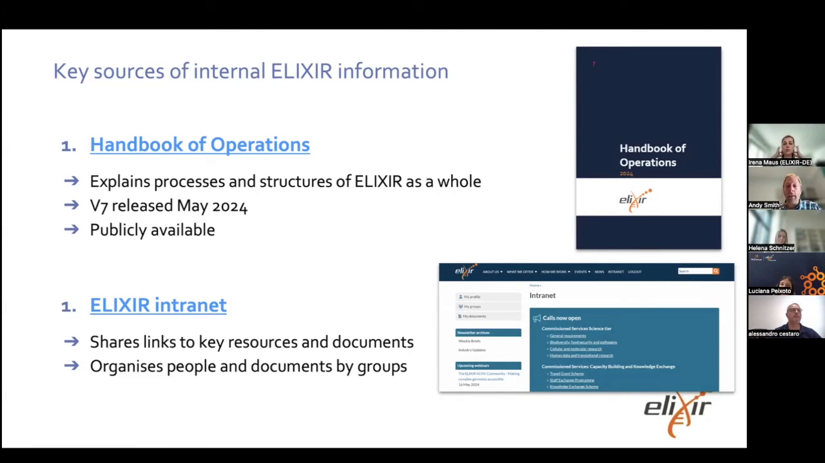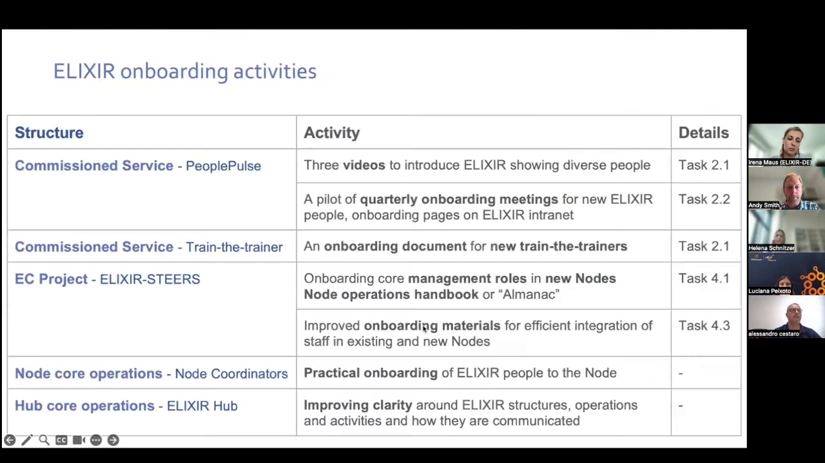And then also via the Elixir intranet, which you can log into and get access to a lot of these reference documents that I've mentioned, templates for slides. You can find people. So that's a really important resource for you to use as well.